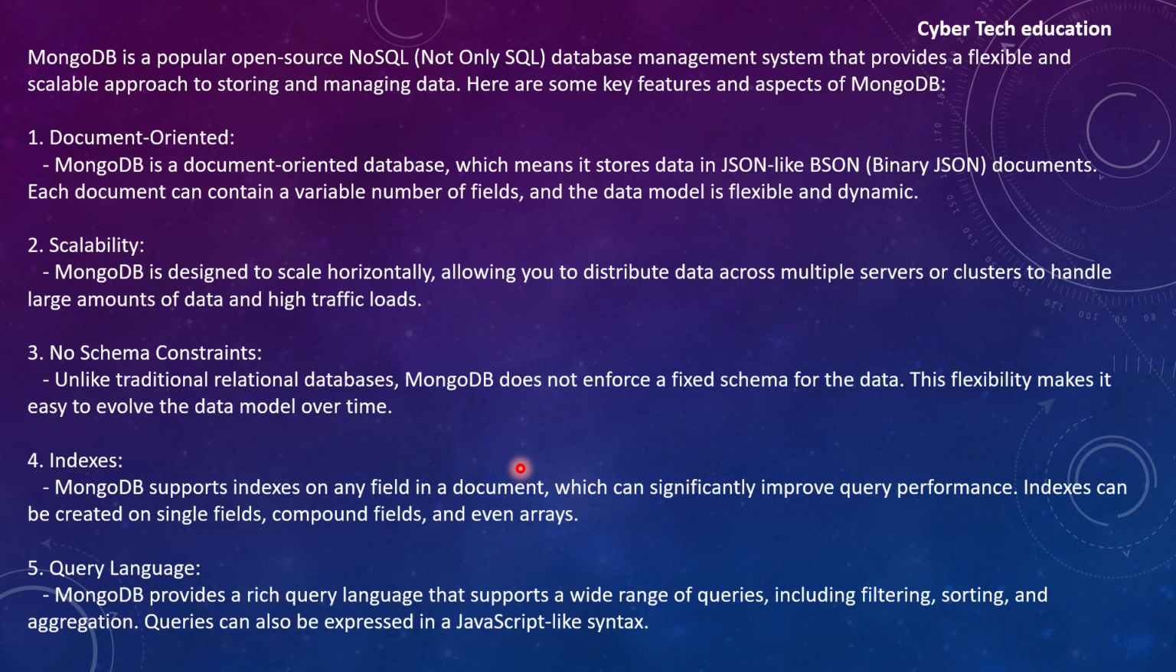Number two, scalability. Scalability is one of the key features of how MongoDB is utilized. MongoDB is designed to scale horizontally, and allows you to distribute data across multiple servers or a cluster to handle large amounts of data and high traffic load. Then, no schema constraints. Unlike traditional relational databases, MongoDB does not enforce a fixed schema for the data. This flexibility makes it easy to evolve the data model over a certain period of time.